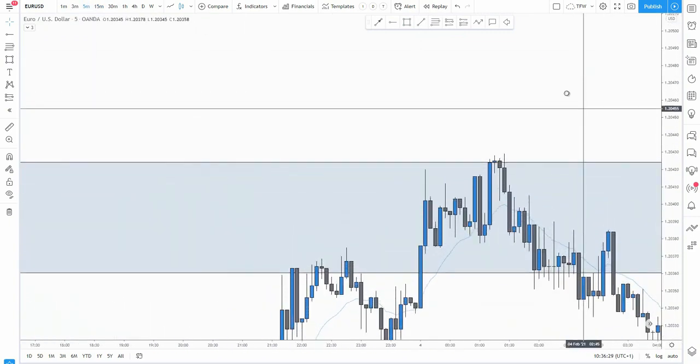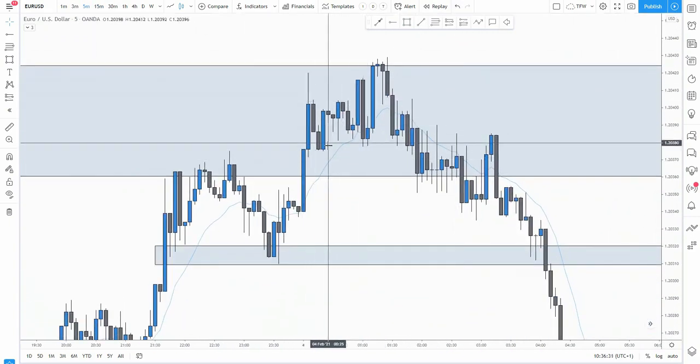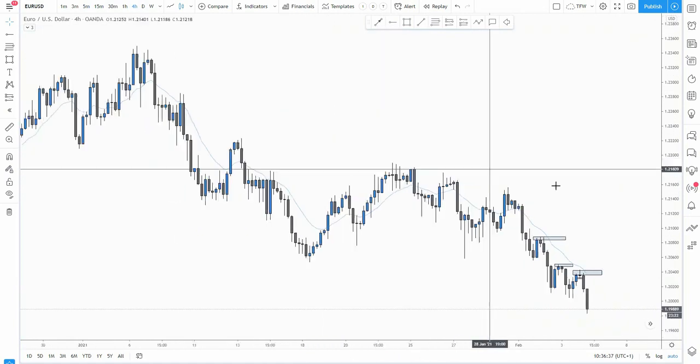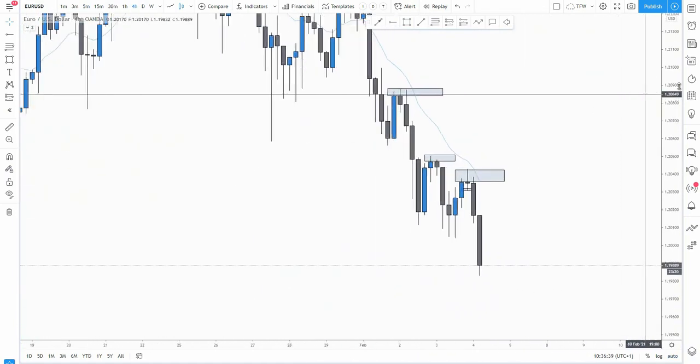so possibly you can even use the 5-minute. Make sure to use whatever is comfortable for you, because right here the market broke, it retested, and this is when the trend was actually created. All right.